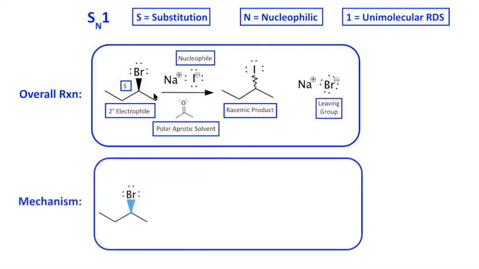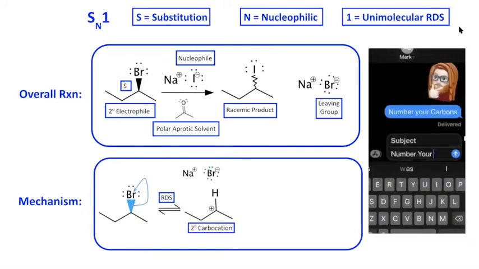Okay, so mechanism. What's the first step of the mechanism if it's a unimolecular rate determining step? Bromine leaves all on its own. Carbocation is formed. This is a secondary carbocation, and that's the rate determining step. Oh, number of carbons, it's easy to mix these up. 1, 2, 3, 4. 1, 2, 3, 4.